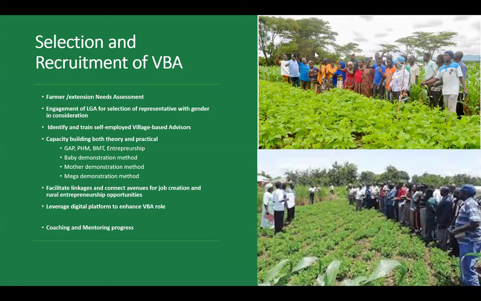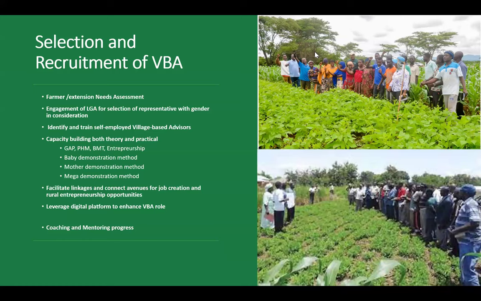Then after identification of the personnel, they are exposed to training, both theory and practical, particularly in producing different varieties of priority crops in that particular setup, but also in post-harvest management, business management services, and income generating activities in rural areas through entrepreneurship. For the practical part, they are exposed to the mother demo, baby demo, and mother demo. After that, we move to another step of monitoring and coaching for them.